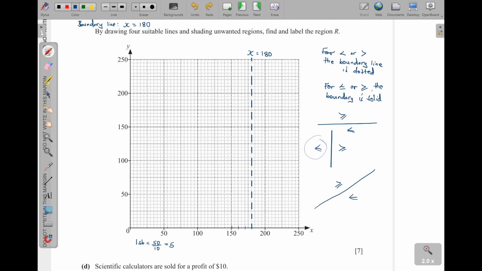So what are we then going to do? We are going to shade off this other part here. This is the one which is greater than. So I shade it off.